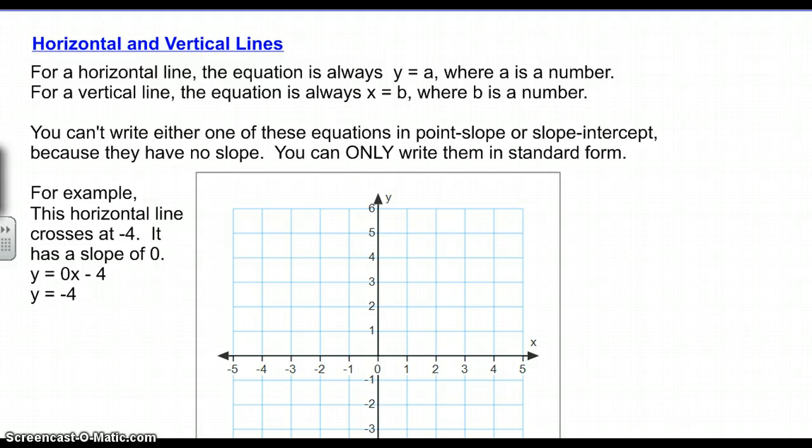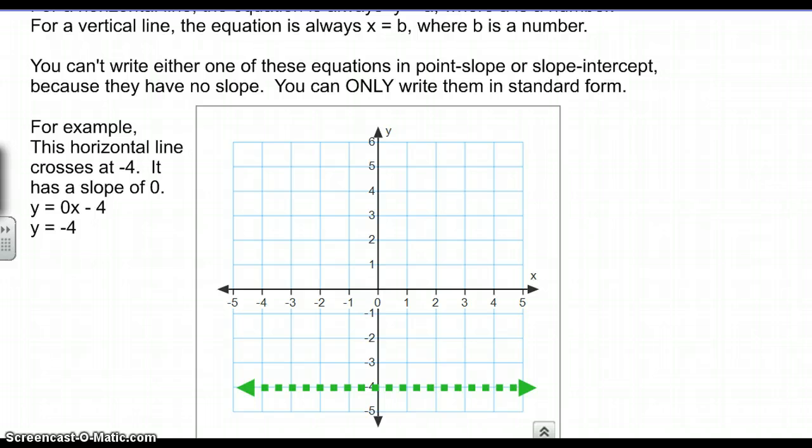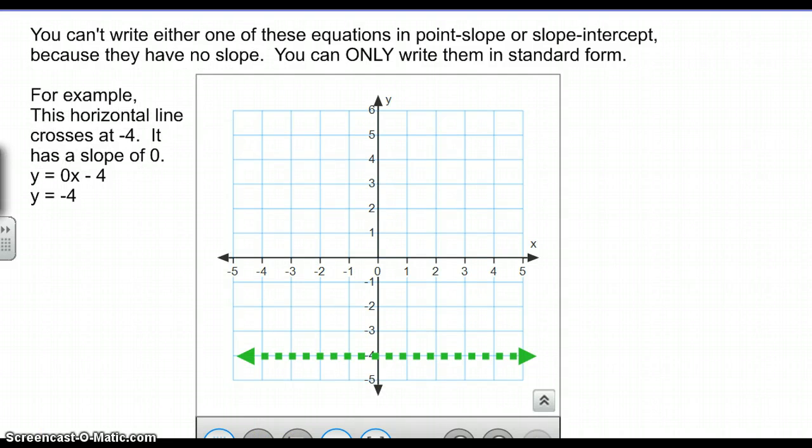So for example, if you look at this graph, we have a horizontal line going through y equals negative 4. It has a slope of 0. So if you try to write that in slope-intercept form, you get y equals 0x minus 4, or in this case, y equals negative 4. That is standard form.